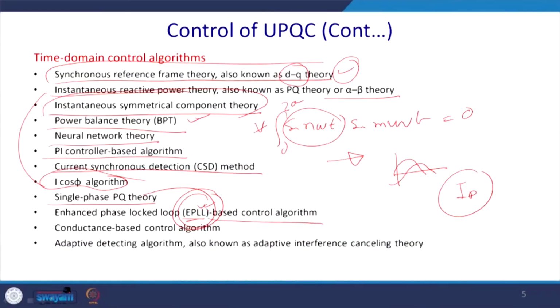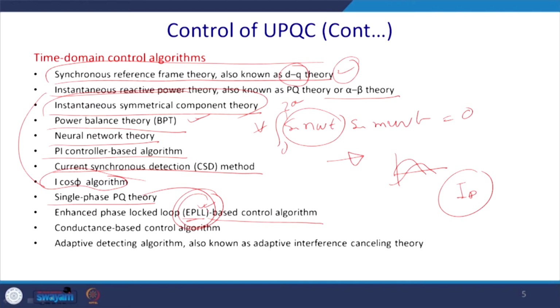If voltage is clean, then there is no problem. If voltage is dirty, then there is a problem, and mostly if there is a problem of unbalanced voltage, and for this reason we employ the EPLL. So, it can be an enhanced PLL. While discussing PLL, we shall take up this issue in detail. Then the conductance based algorithm.